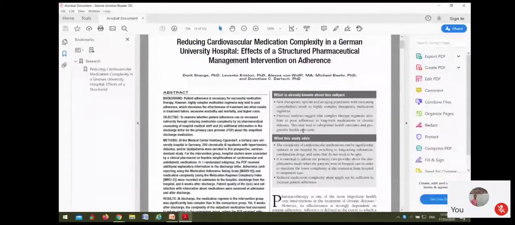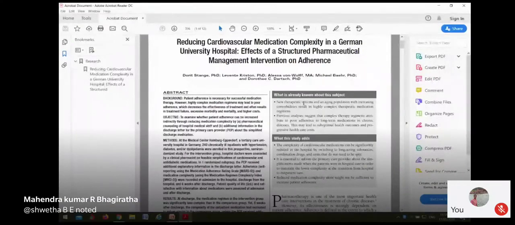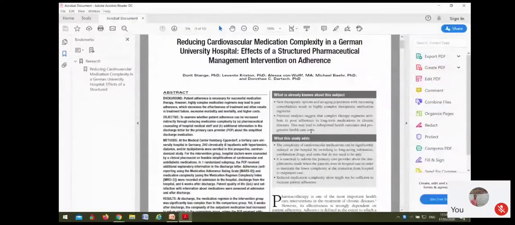What the author is telling is that adherence is not there. So what happens? Proper outcome is not there. This may lead to suboptimal health outcomes. Suboptimal means proper health outcomes are not attained, and healthcare cost is also increased.